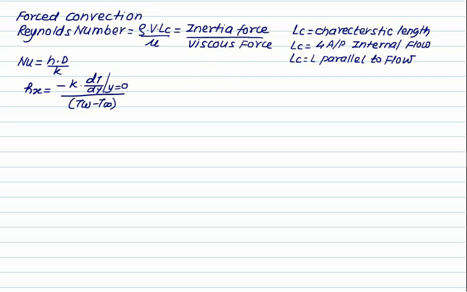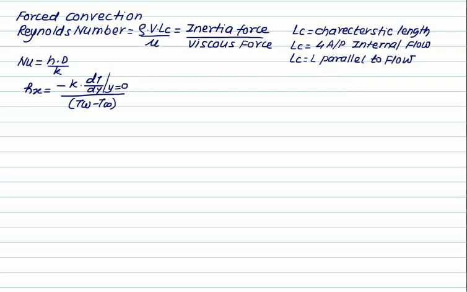If the flow is taking place through a pipe or through a rectangular duct or through an annulus, in that case the characteristic length is taken as 4 times the cross-section area divided by the wetted perimeter in the case of internal flow. And in the case of a flat parallel plate, that is flow over a plate or a cylinder or a sphere, the characteristic length L is taken parallel to the direction of flow.